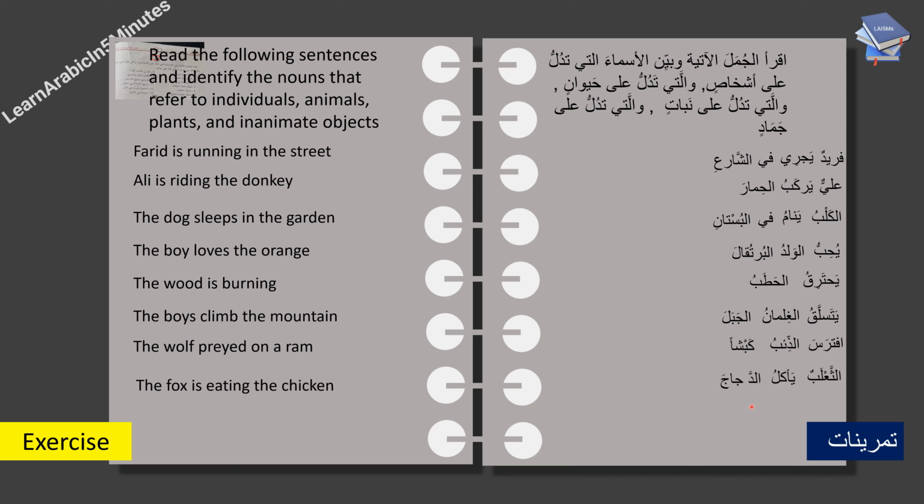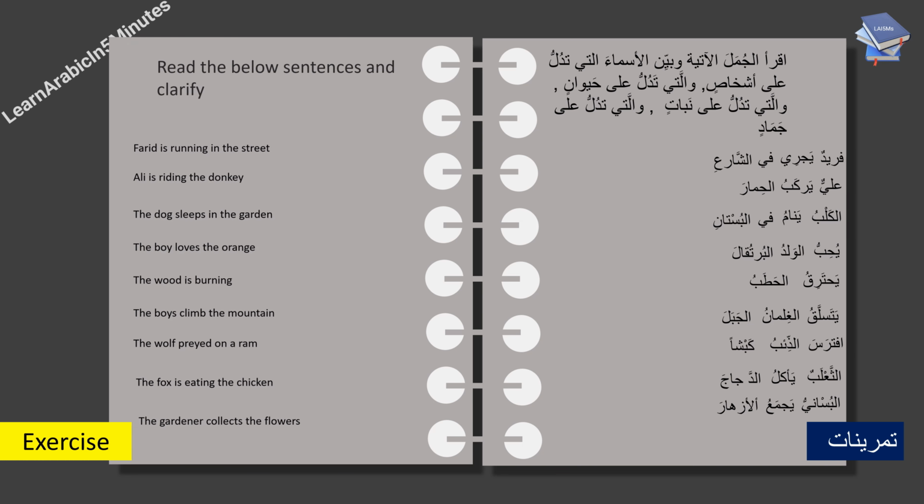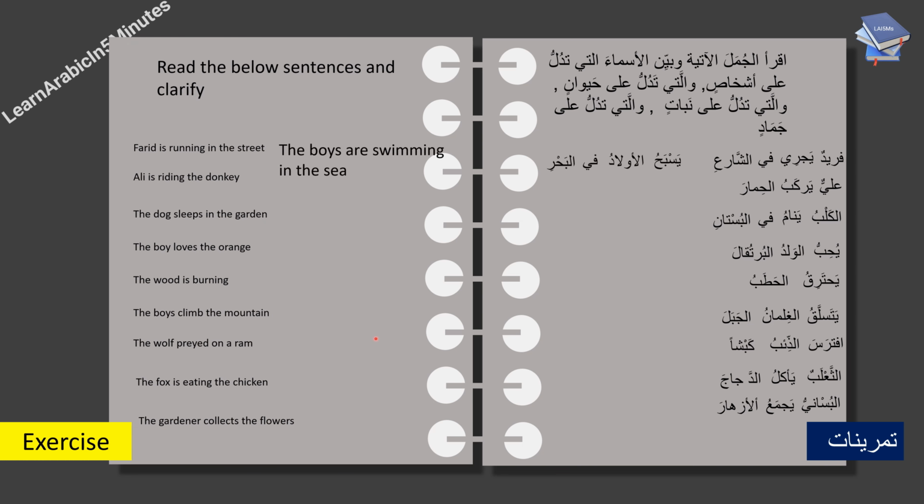الثعلب يأكل الدجاج. The fox is eating the chicken. البستاني يجمع الأزهار. The gardener collects the flowers. يسبح الأولاد في البحر. The boys are swimming in the sea. الحديد يذوب في النار. The iron melts in the fire. المداد في الدواة. The ink is in the ink well.